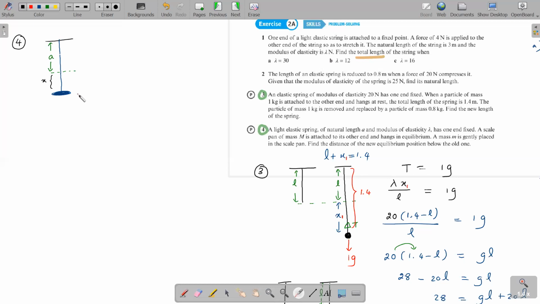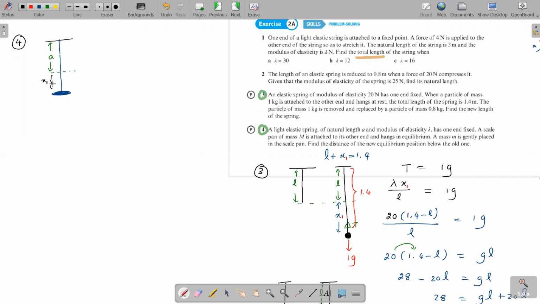So what do you mean by new equilibrium position below the old one? The old equilibrium position is this one, isn't it? So I will name this extension as x1. Okay. So in this case, I will first find x1 before we go on to add the mass simple M. First, let's find this extension. Okay, how do we do this?